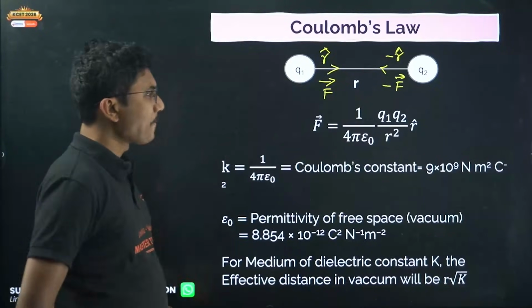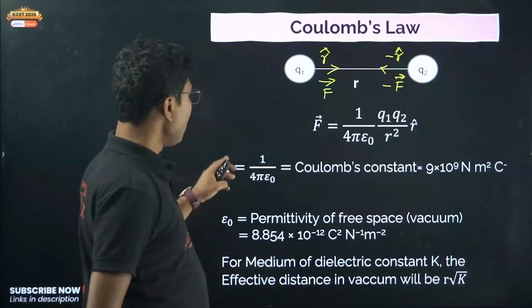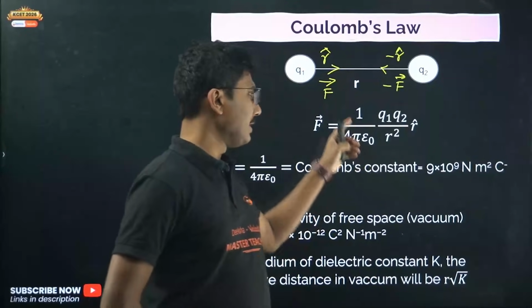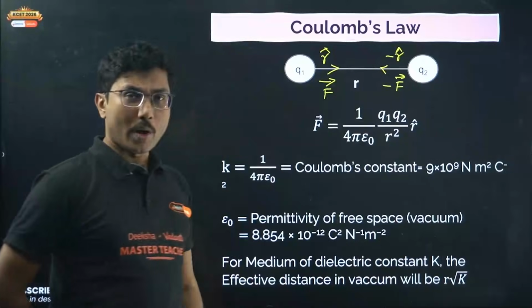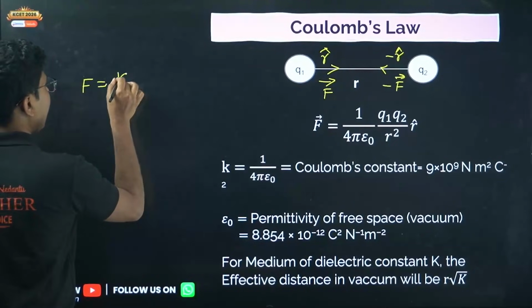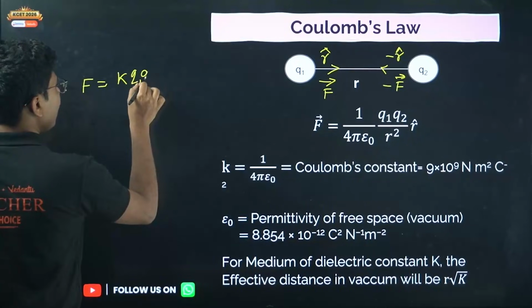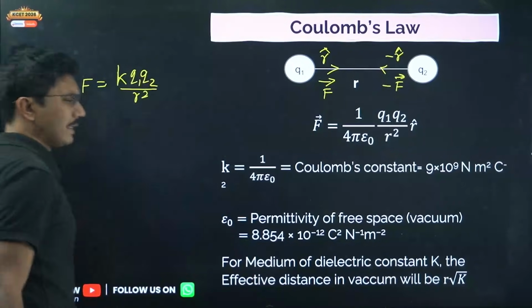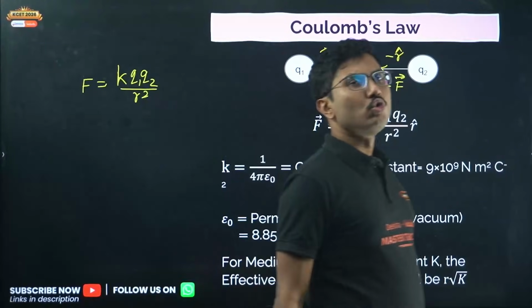Now K equals 1 by 4 pi epsilon naught is also called Coulomb's constant. Sometimes instead of writing 1 by 4 pi epsilon naught, we will write F equals K Q1 Q2 upon r square. Generally K is in small letter, and this K is called Coulomb's constant.